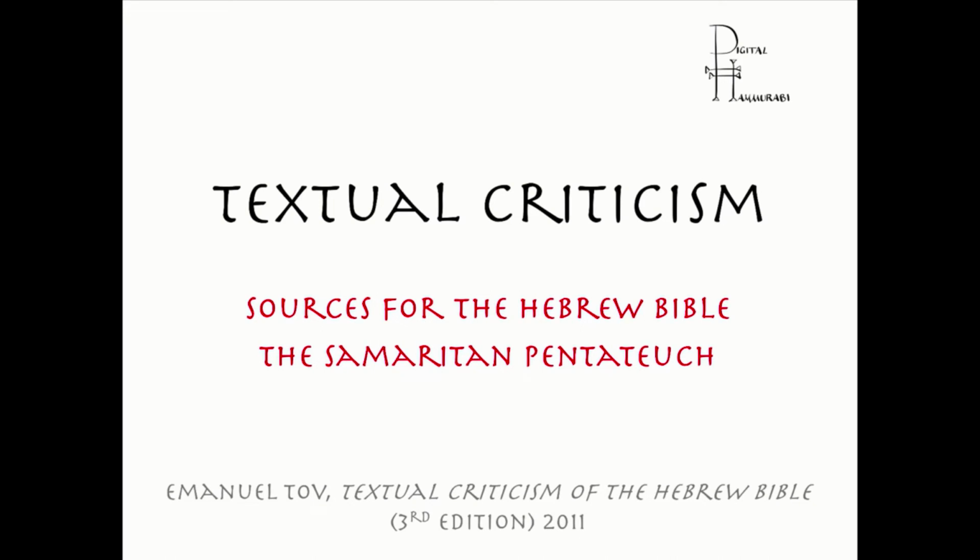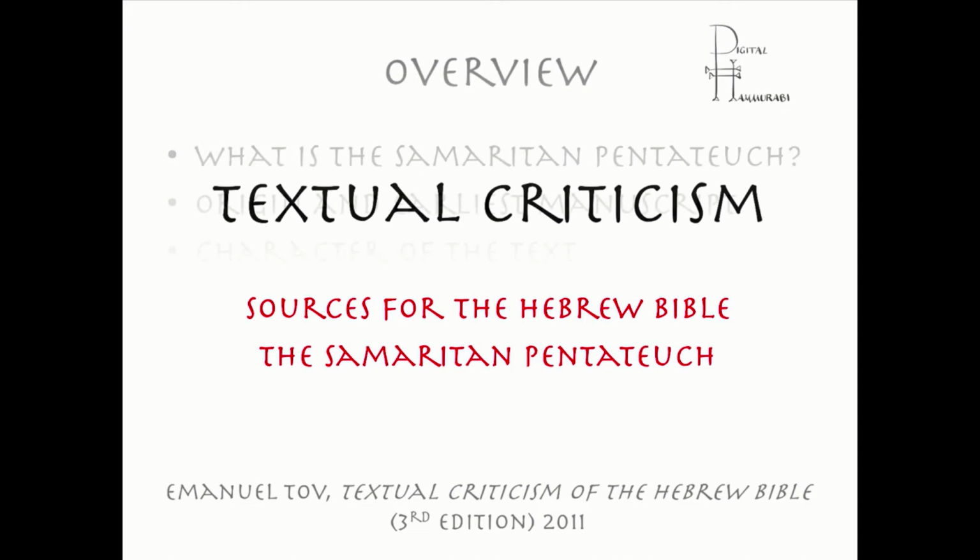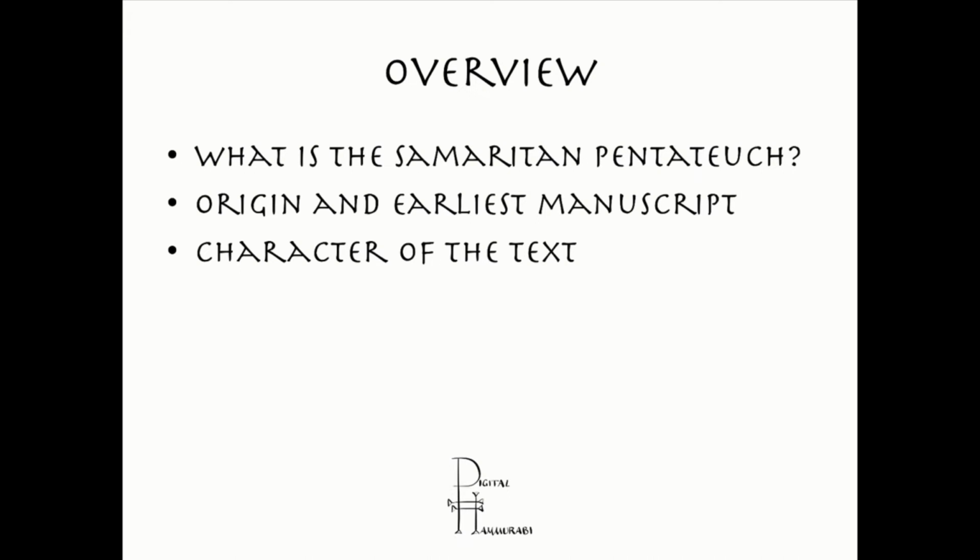Welcome back, everyone, to our series on textual criticism. We have been working our way through the Hebrew Bible, and we just finished up the short series on the Masoretic text family. Now we're moving into some of the other major sources that we utilize in Old Testament textual criticism. And today we're going to take a look at the Samaritan Pentateuch. And again, we're working with Emmanuel Tov's Textual Criticism of the Hebrew Bible, from which we're getting much of our information. So please use that. It's a valuable resource. So today we're going to look at what the Samaritan Pentateuch is, its origin, the earliest manuscript that we have, and then finally the general character of the text.